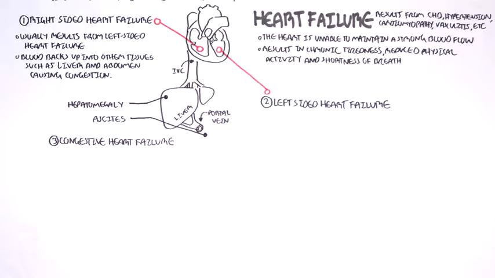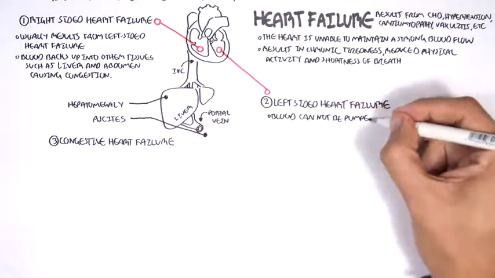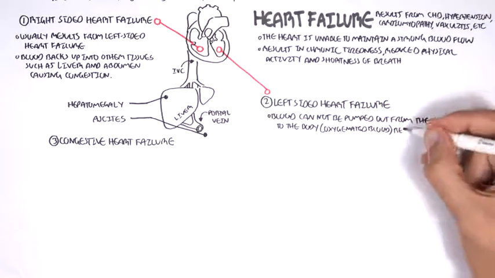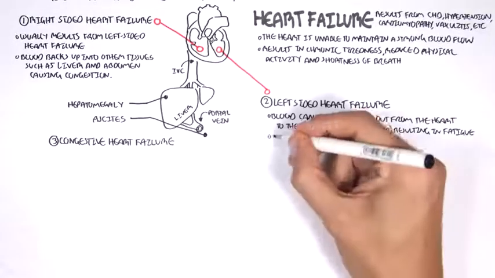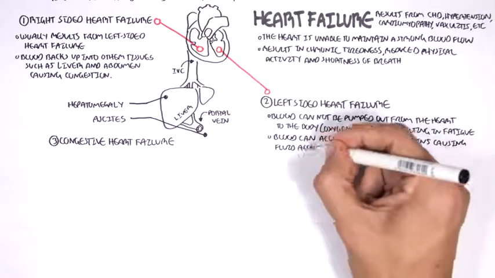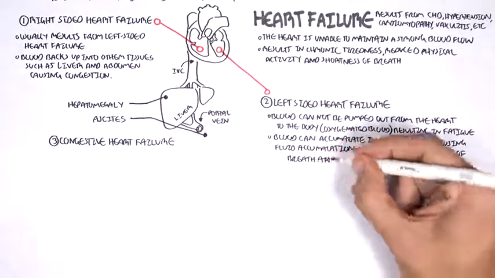Now, in left-sided heart failure, on the left side we have the left ventricle and left atrium, which contain the oxygenated blood from the lungs. So in left-sided heart failure, oxygenated blood cannot be pumped out from the heart to the rest of the body. And so blood can backflow and accumulate in the pulmonary veins essentially, causing fluid accumulation in the lungs, leading to shortness of breath and pulmonary edema.